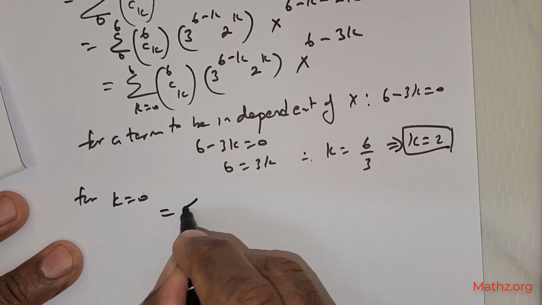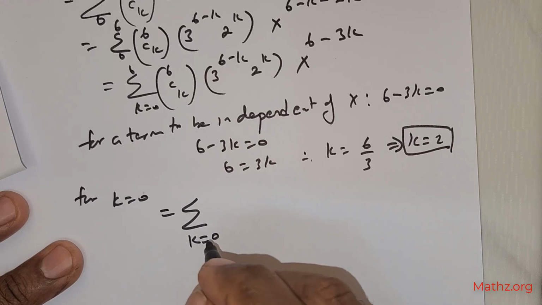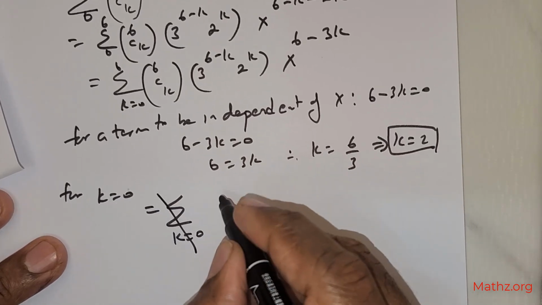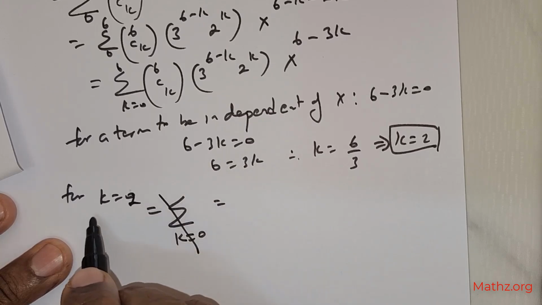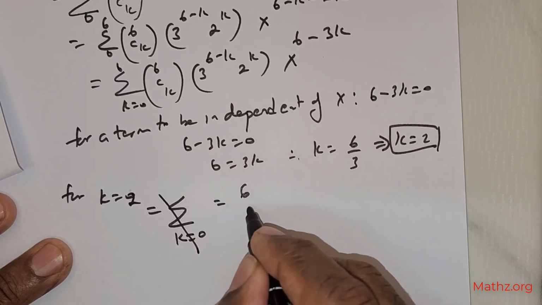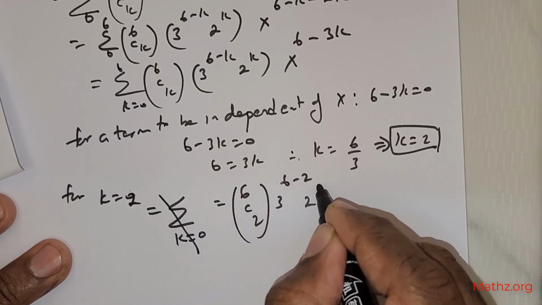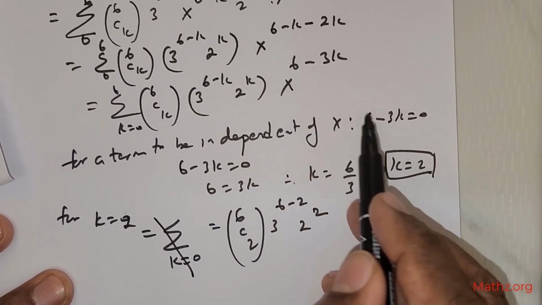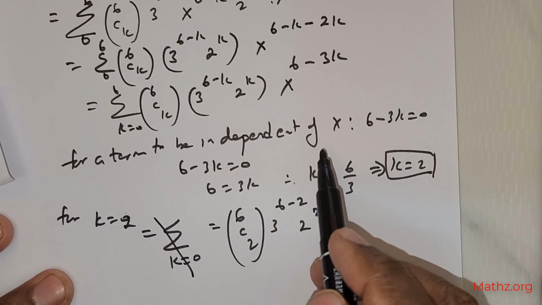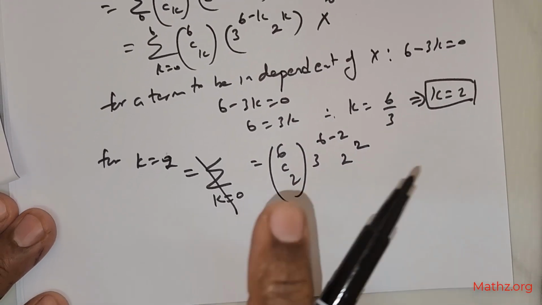So for k equal to 2, we can directly substitute this value. This is going to be 6C2 times 3^(6−2) times 2². This has been calculated. So we are looking for the term which is independent of x, and this will be the term independent of x.